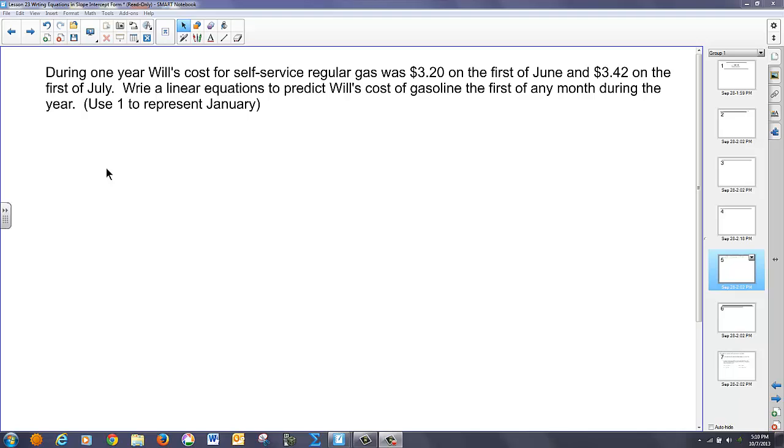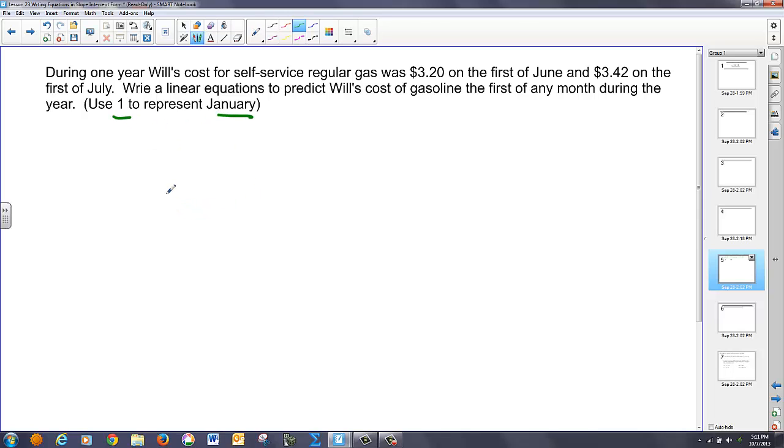In this problem, we've got a word problem that talks a little bit about writing a linear equation. So they tell us that during 1 year, the cost for gas is $3.20 on the 1st of June, and $3.40 on the 1st of July. And they want us to write a linear equation to predict the cost of gas for any given first day of the month. And they want us to use 1 to represent January.